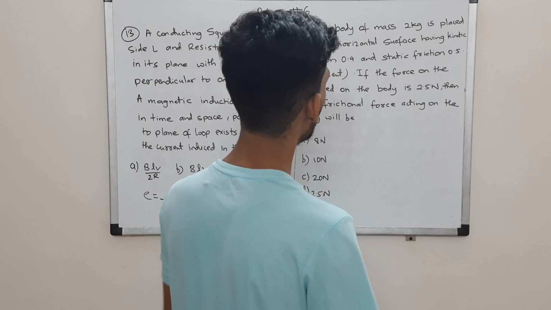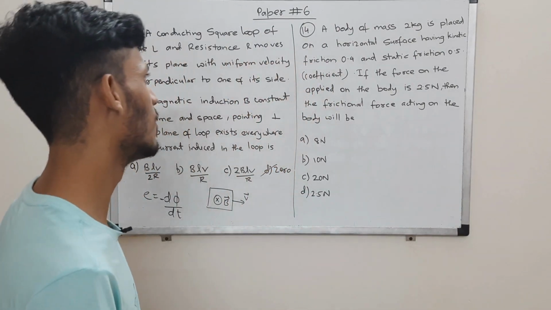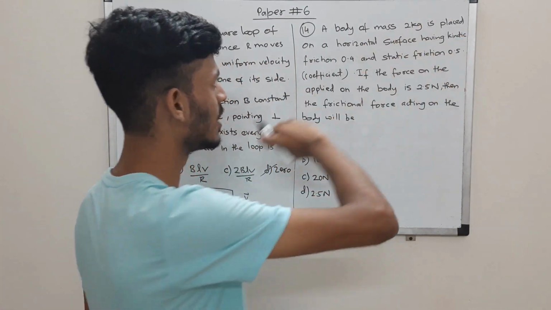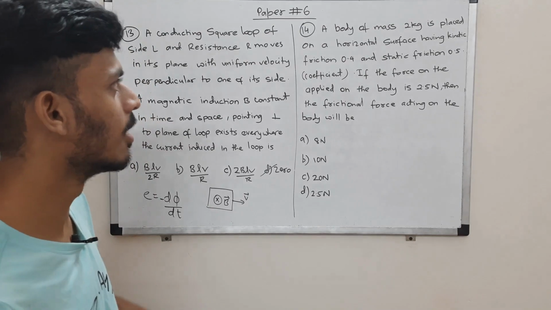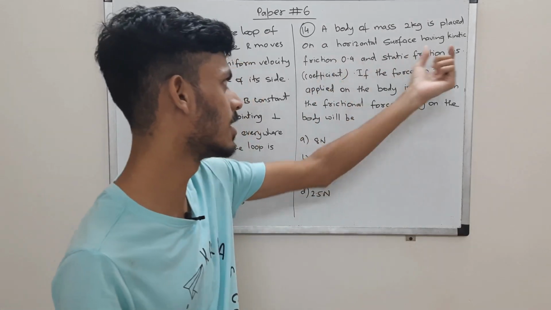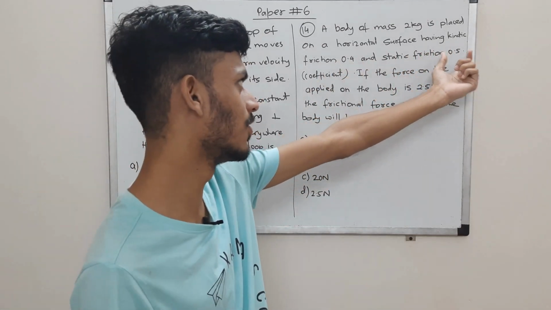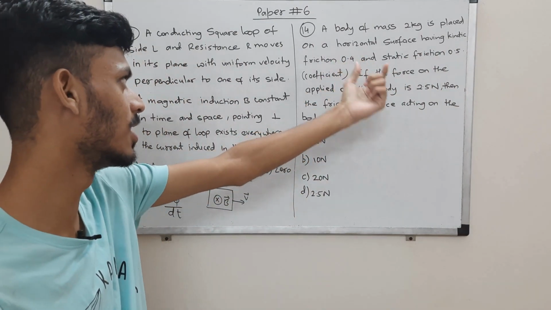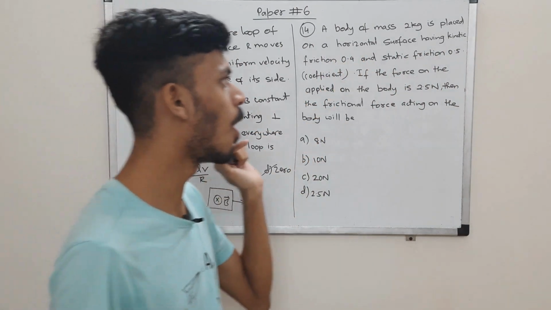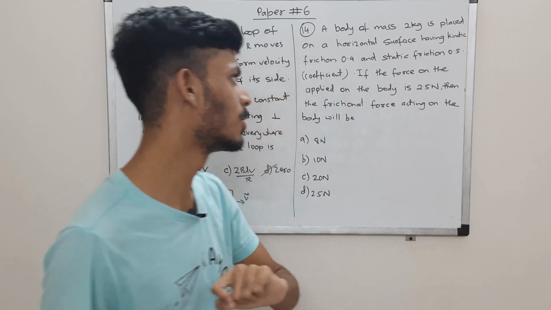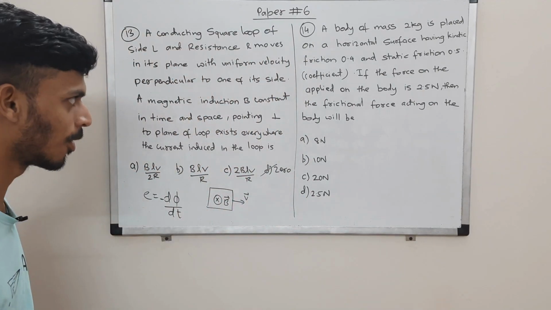Okay, let's come to this one. This is a very conceptual one. Here we have a mass of 2 kg placed on a horizontal surface. The coefficient of static friction is this, and the coefficient of kinetic friction is this. If the force applied on the body is this, you're supposed to tell the frictional force acting on the body.